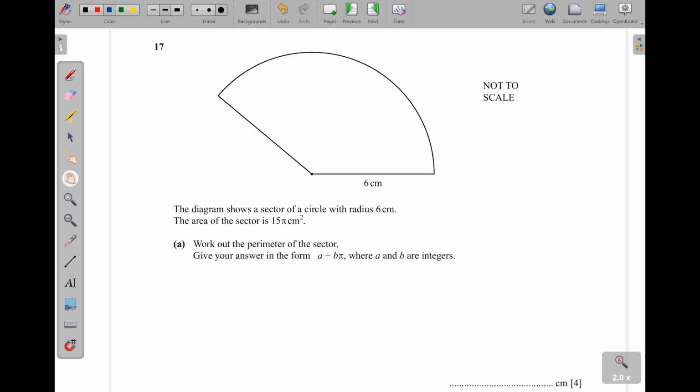17. The diagram shows a sector of a circle with radius 6 centimeters. The area of the sector is 15 pi centimeters squared. Work out the perimeter of the sector. Give your answer in the form a plus b pi where a and b are integers.